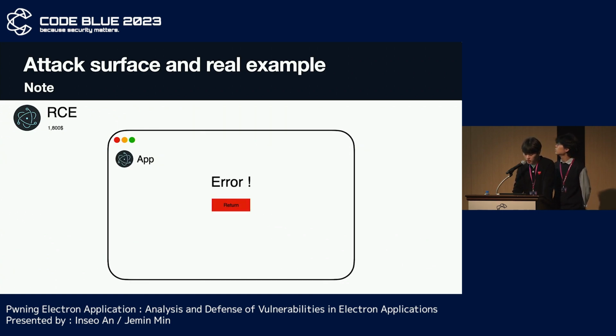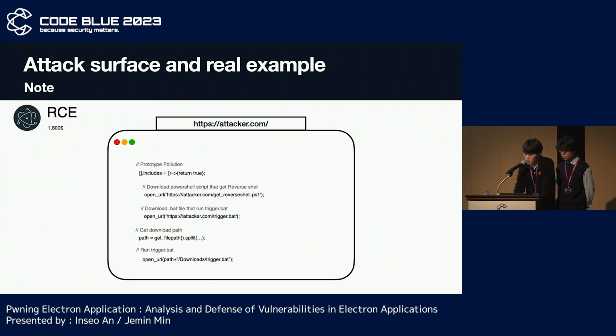In summary, we induce user interaction using the error page mentioned earlier. If user interaction occurs, we change the URL of the top page to the attacker side and execute the code described in the previous slide.